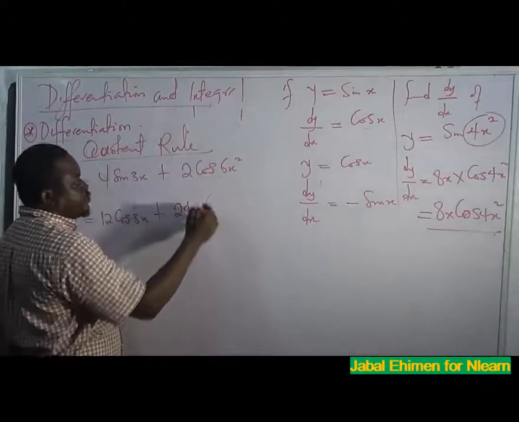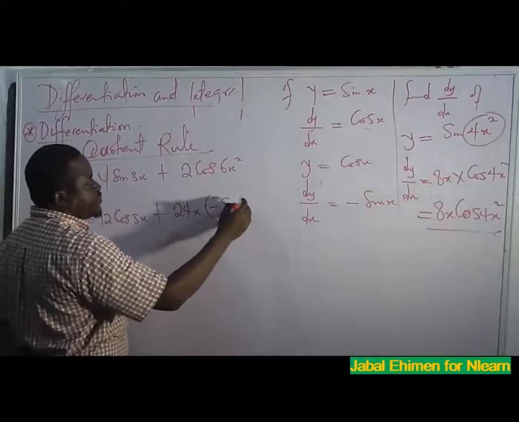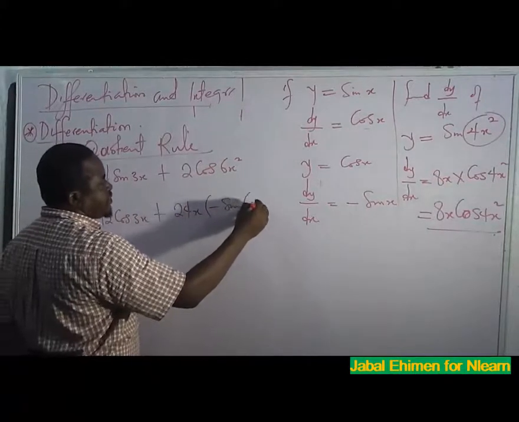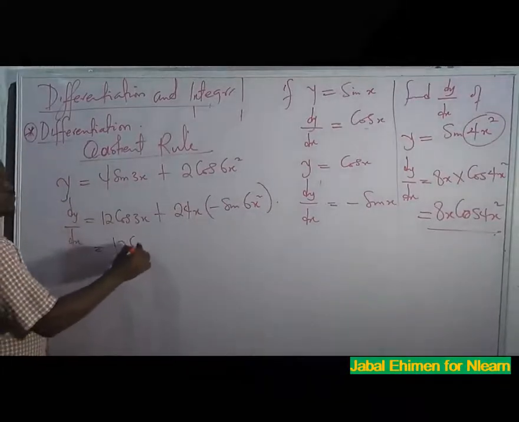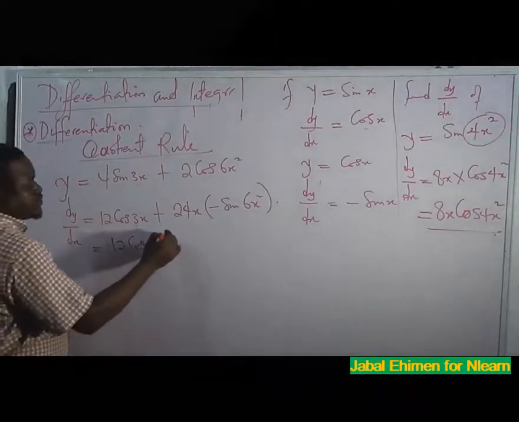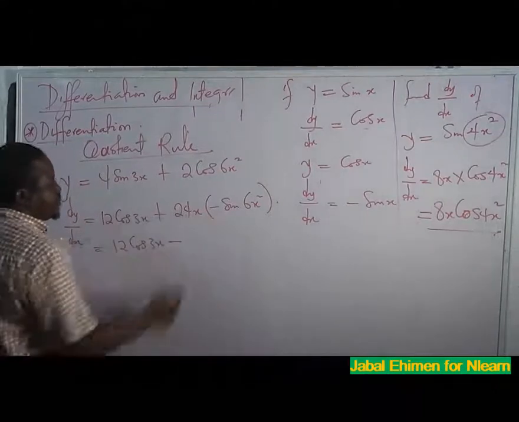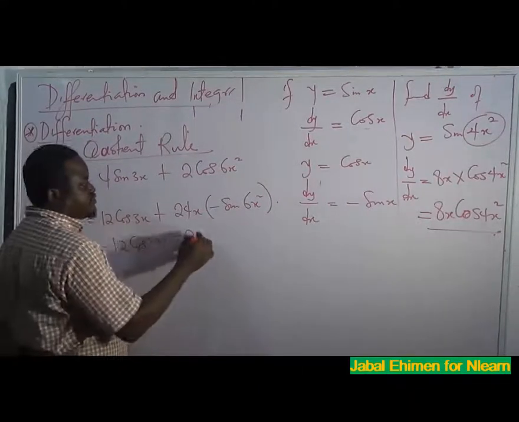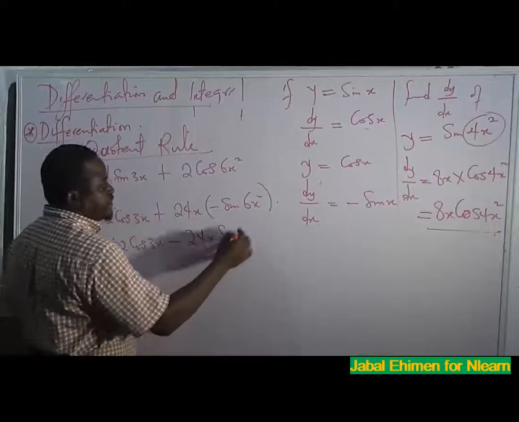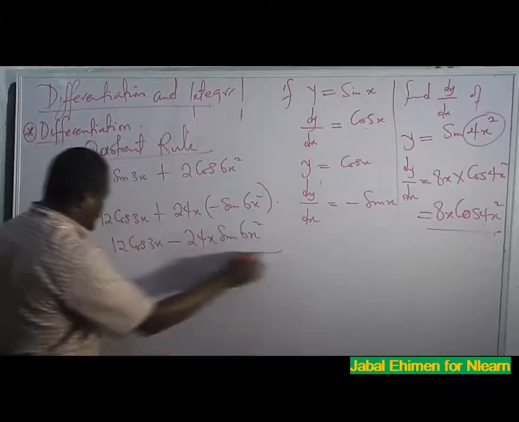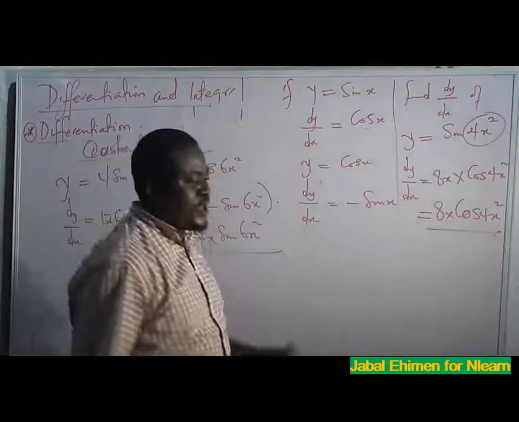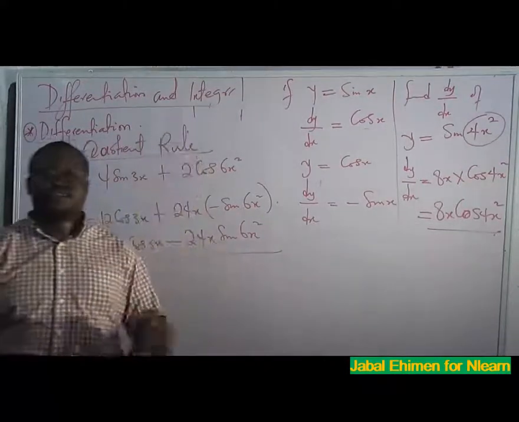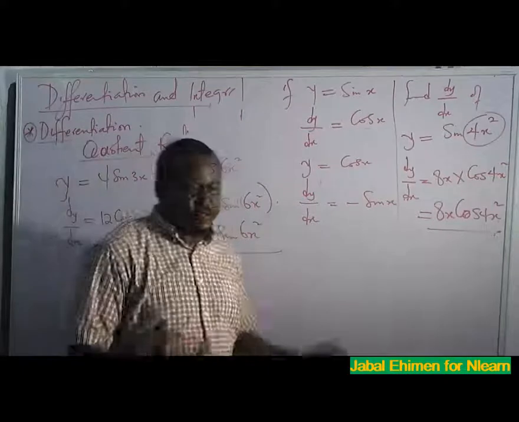The dy/dx of course is minus sine, that's minus sine 6x squared now. So if you open the bracket, you have 12 cos 3x minus, because minus times plus is minus. So that's 24x sine 6x squared. So you have that. Oh, what about a case where the powers tend to be square and whatever?